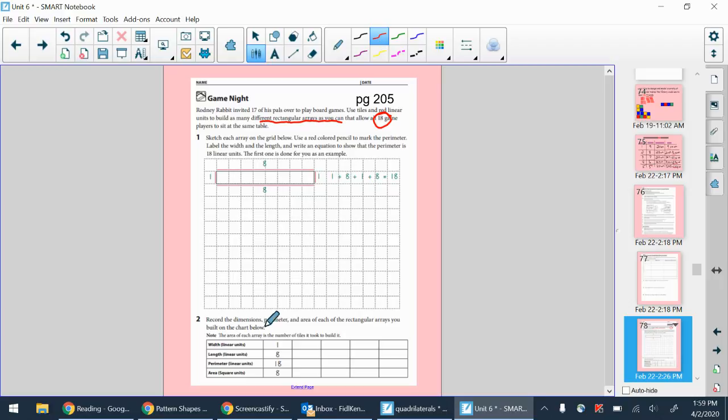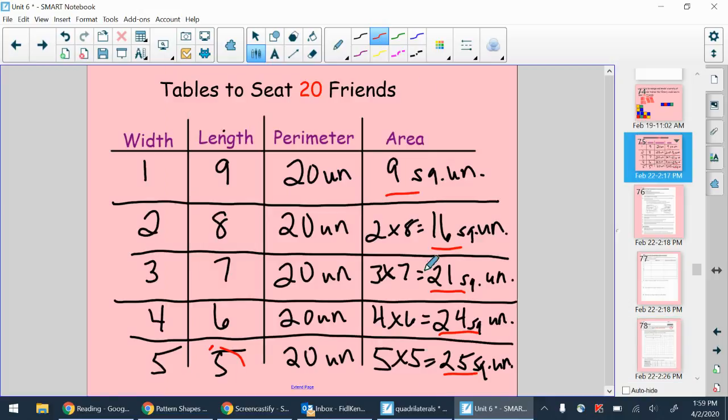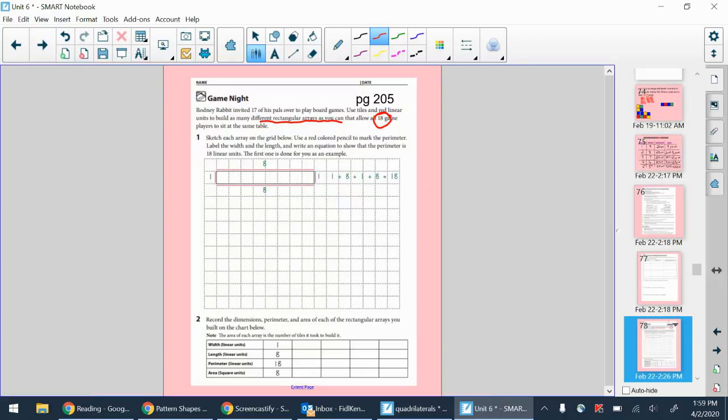Number 2 says record the dimensions, the perimeter and area of each of the rectangular arrays you built on the chart below. So just like they did with this example, they said the width was 1, so they wrote a 1 here. Then they wrote the length was 8. And then they figured out what the perimeter was, and then they figured out what the area was. So just like what I just did in our activity, you're going to be doing something very similar on this chart with a different perimeter. Now, they did give you 4 more spots to fill this in. If you can figure out a bonus one, that's fine. But like I said, there should be 3 more possibilities that you're coming up with. Okay.